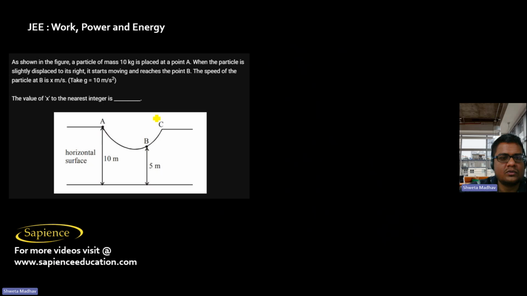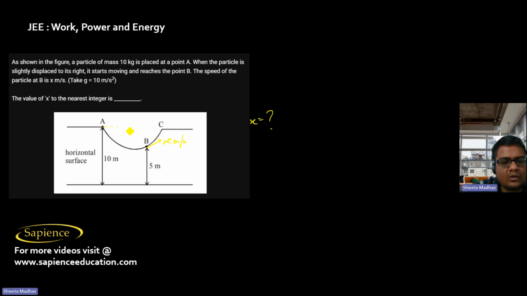Then here it is told, as shown in the figure, a particle of mass 10 kg is placed at a point A. When the particle is slightly displaced to its right, it starts moving and reaches the point B. The speed of the particle at B is x meter per second. So this x we have to find out.